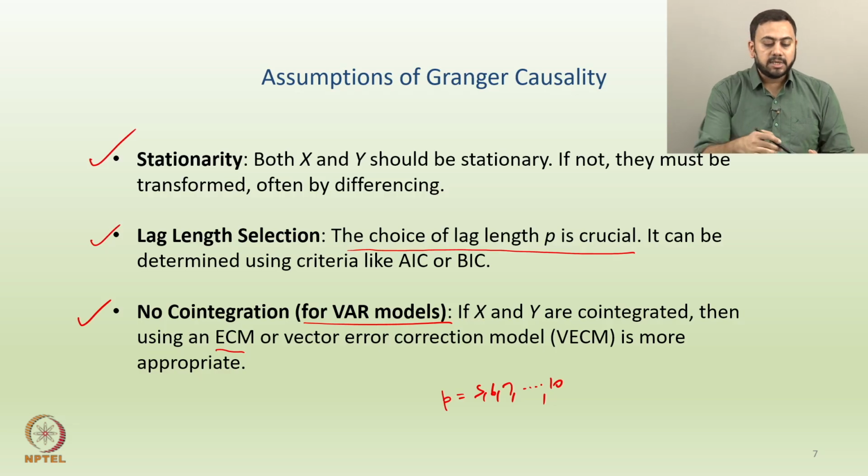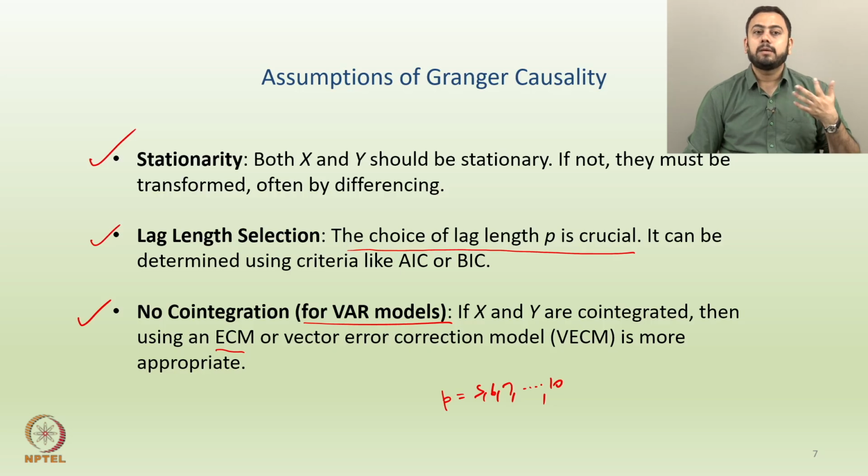So, these are some assumptions under the idea of Granger causality. The first one is stationarity, then appropriate lag length selection, then there should not be any co-integration in the underlying series, and so on.